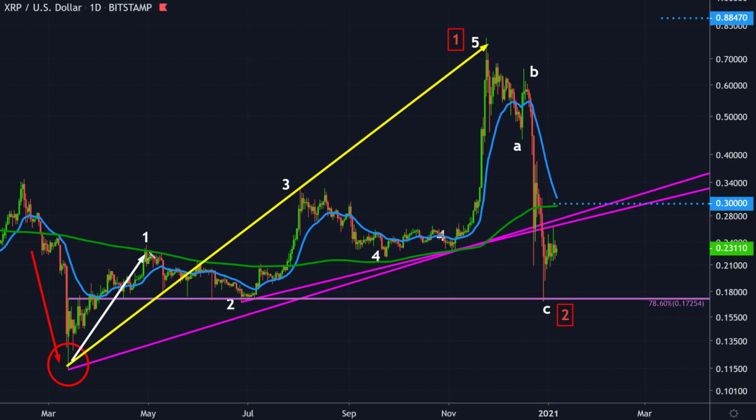Wave 1, 2, 3, 4, 5, okay? So we've had a 5-wave move up. That is likely our wave 1 of a much larger uptrend, okay?